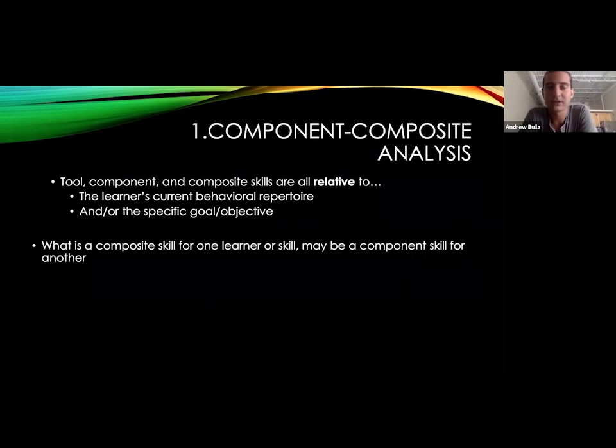Now, this type of analysis of a hierarchy of skills within a domain is relative to 2 things, right? It's relevant to the learner's current behavioral repertoire. So where the learner is at is going to determine what skill functions as a composite or a component or a tool. Or if we're writing a blanket program, what we might see is that the component and composite analysis is relevant to the specific goal or objective of that program. So what this means is that a composite skill for one learner may be a component for another learner, or maybe a tool skill for another learner.